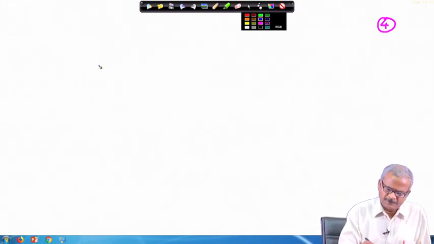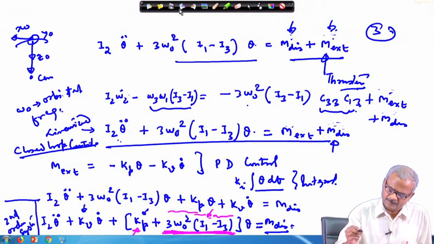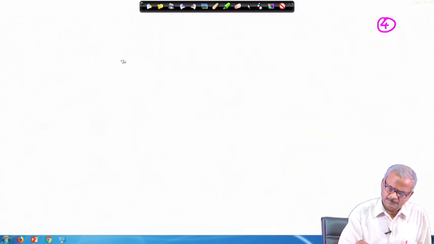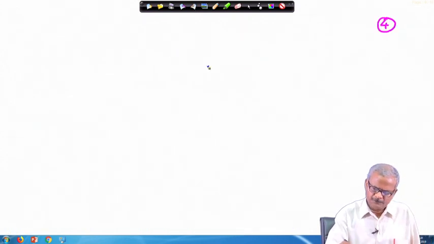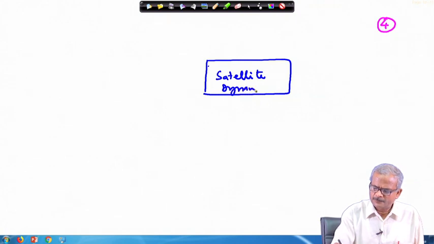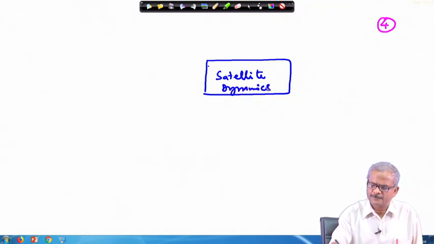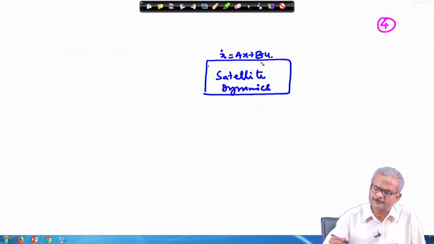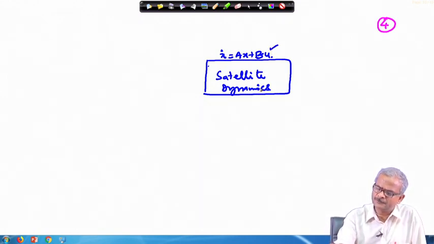Okay. So, here in this case, our control block looks like this. This is your satellite dynamics, or the satellite system, which in the linearized form can be written as x dot equal to A x plus b u. Here in this case you have already taken u.